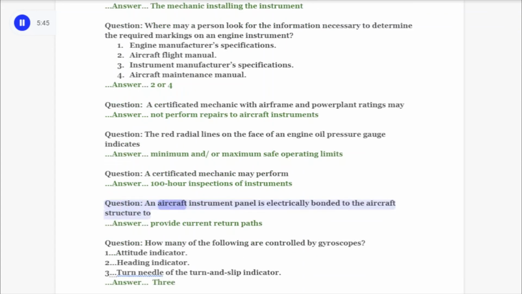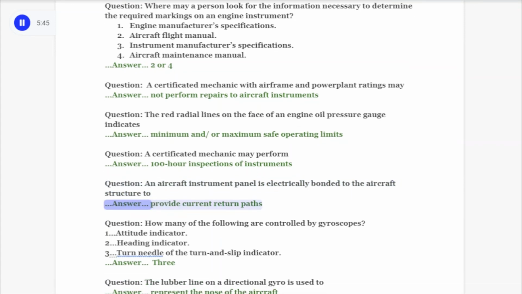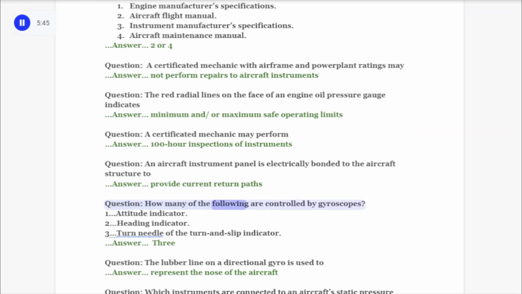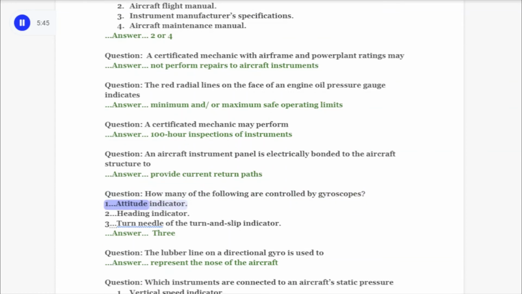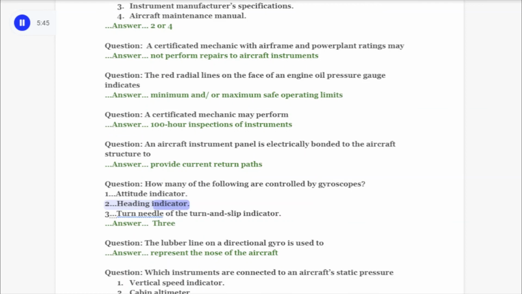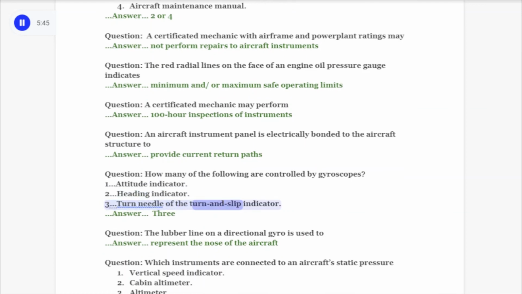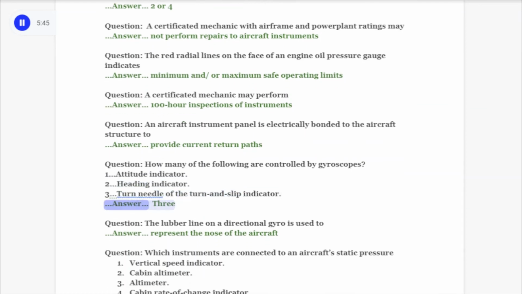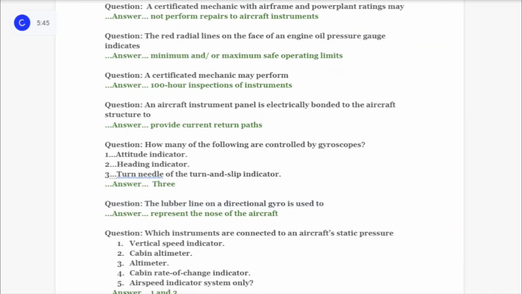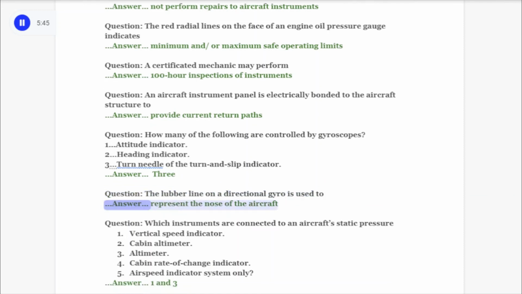Question: an aircraft instrument panel is electrically bonded to the aircraft structure to. Answer: provide current return paths. Question: how many of the following are controlled by gyroscopes? 1. Attitude indicator. 2. Heading indicator. 3. Turn needle of the turn and slip indicator. Answer: 3. Question: the lubber line on a directional gyro is used to. Answer: represent the nose of the aircraft.